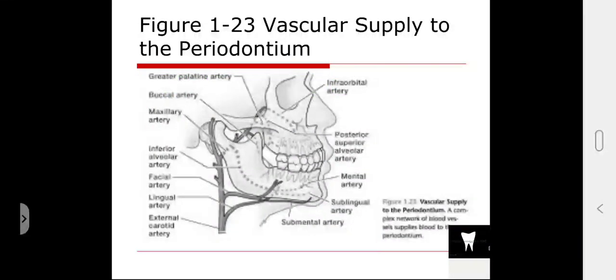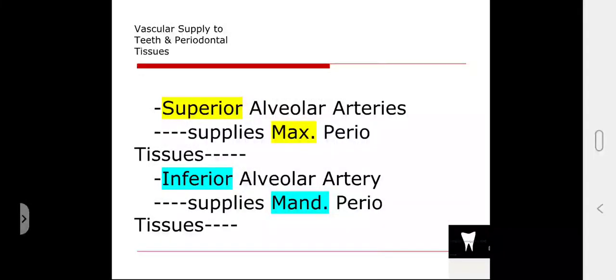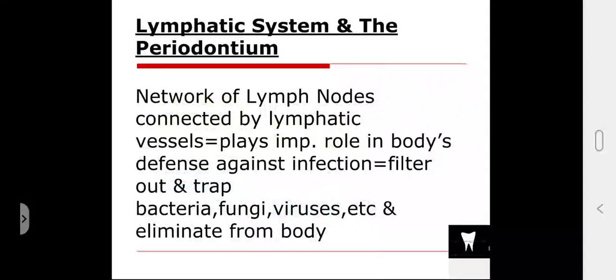And this is just a nice diagram of the vascular supply to the periodontium. Such an intricate system. One worth reviewing, though, to help treat our patients better. This is our main goal. Superior alveolar arteries supply the maxillary periotissues, and the inferior alveolar artery supplies the mandibular periotissues.